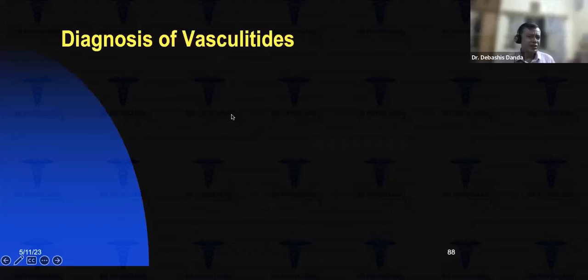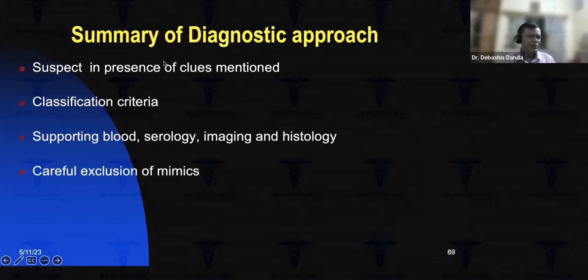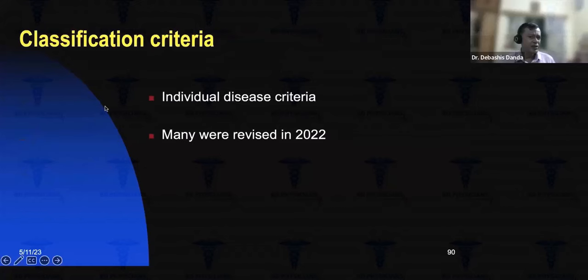So these are differentials. How do you diagnose or suspect in presence of the clues I mentioned? I told you the clues like pyrexia of unknown origin, loss of weight, other systemic features, palpable purpura, etc. Classification criteria for all the vasculitis are there, and last year most of the vasculitis criteria have been revised by the ACR and EULAR. The supporting evidence include blood tests, various serology, imaging, and histology, which I have mentioned to you. And careful exclusion of the mimics is very important, which I have mentioned to you.